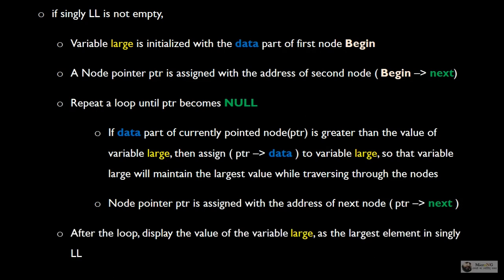After the loop, now this loop will keep on repeating and we automatically go to the next node by ptr next and check what is the data present in the ptr. If it's bigger than the current large variable, we assign that data into the variable large. Now once this loop is over, after the loop we can display the value of the variable large as the largest element in the single linked list.